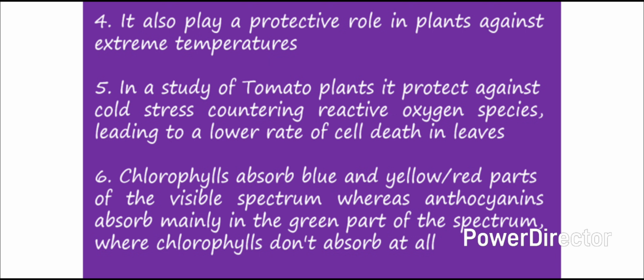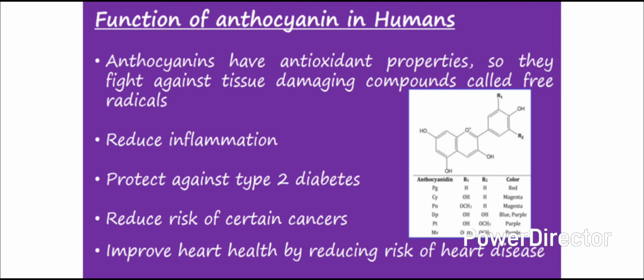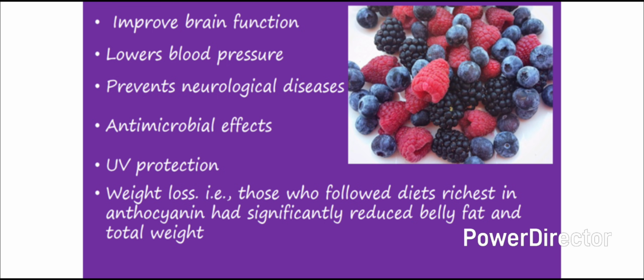Coming to humans' useful properties, anthocyanins have antioxidant properties, meaning that they fight against tissue-damaging compounds called free radicals. Second one is it reduces inflammation, protects against type 2 diabetes, reduces risk of certain cancers, improves heart health by reducing risk of heart diseases, improves brain function, lowers blood pressure, prevents neurological diseases, and has antimicrobial effects and UV protection.